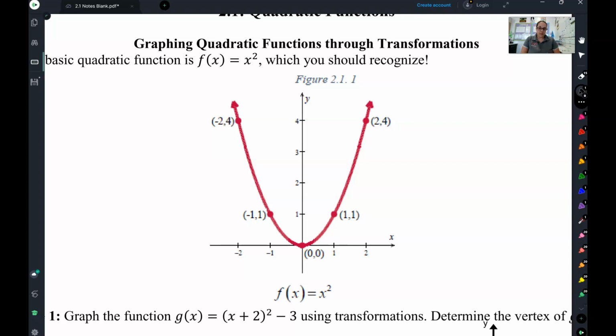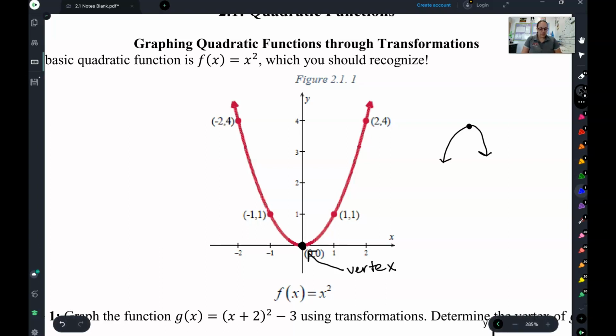A couple of things about a parabola. A parabola is always going to have a lowest, or if it's flipped around, that's the highest point on the parabola. That highest or lowest point is called the vertex.